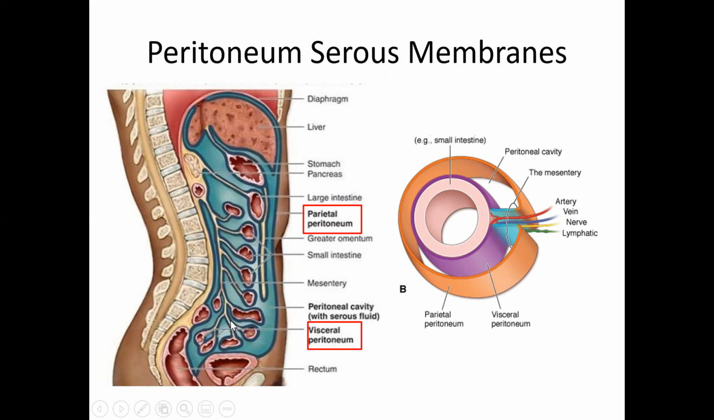Okay, so these are the visceral peritoneum right on the organ itself. Okay, and all serous membranes are paired. So there's another one, which is the parietal peritoneum. And the parietal peritoneum is going to be on the body wall. So this green line right here, it lines the entire cavity wall here.